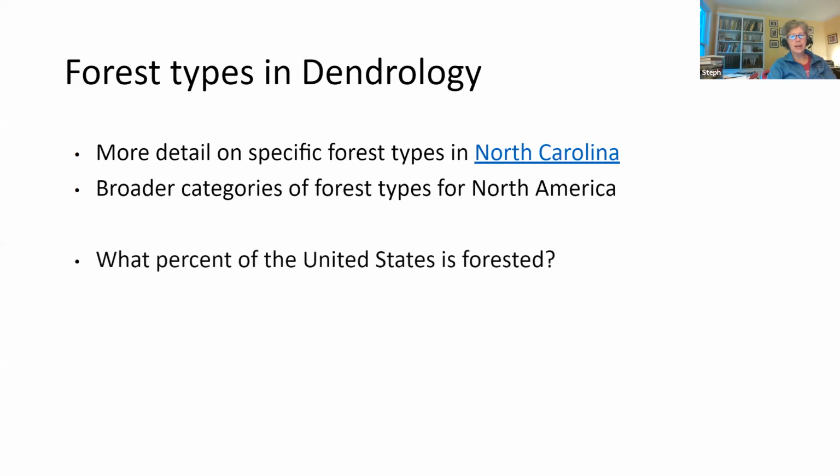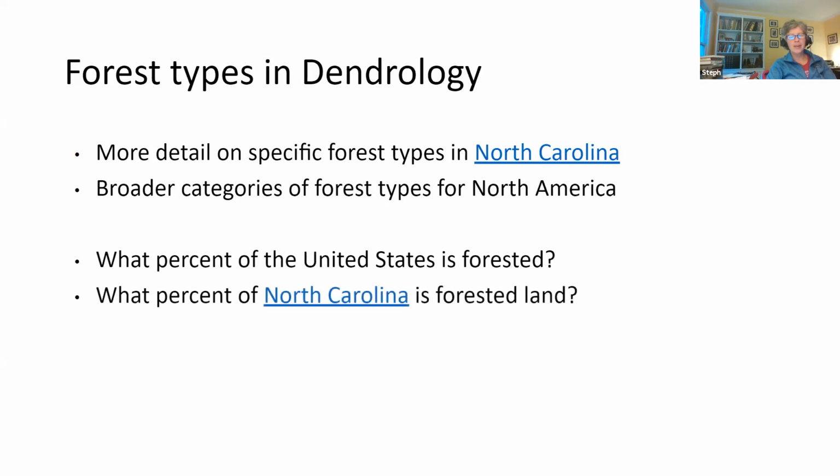Taking a break to ask a quick trivia question. What percent of the United States do you think is forested? Okay, the answer to that is about 1/3 forested, about 36% of the United States is forested. I don't know if that's higher or lower than what you thought. Next, what percent of North Carolina is forested land? If we actually do classification types, what percent of North Carolina is forested? And so the answer to that is North Carolina is about 2/3 forested. So 67% or so of our land type is forest.